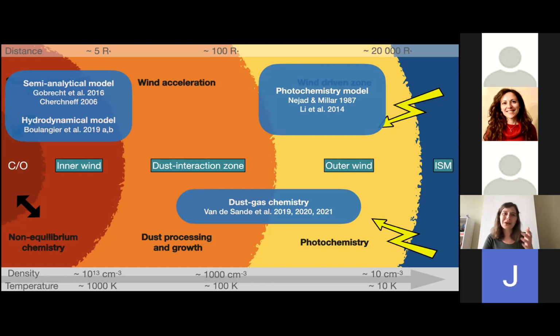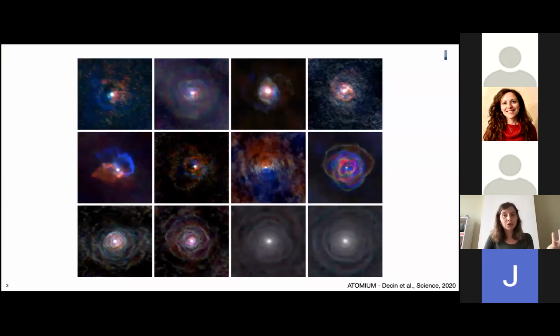Now, this is also a simplified view of the AGB outflow. Reality is much more complex. Here you can see the postcard of the ALMA large program ATOMIUM. So it's CO around oxygen-rich AGB stars. And well, none of them are spherically symmetric. Some are a bit more than others, but yeah, it's not spherically symmetric. And these asymmetries are thought to be caused by binary interactions.